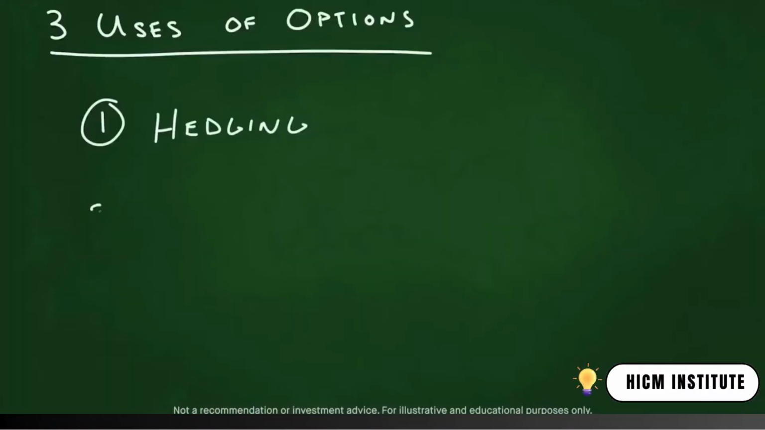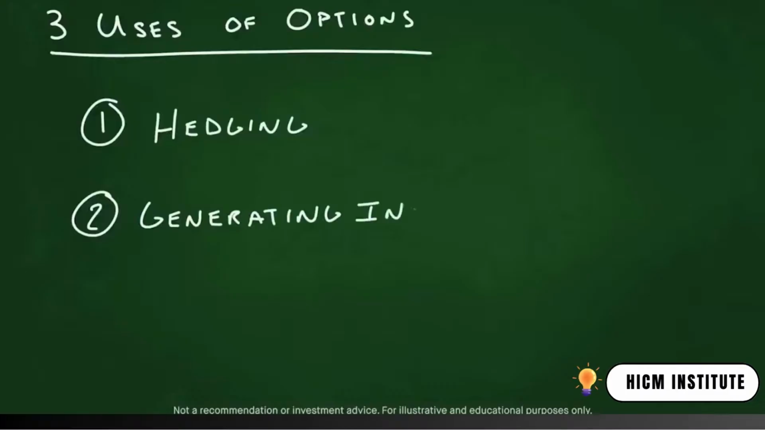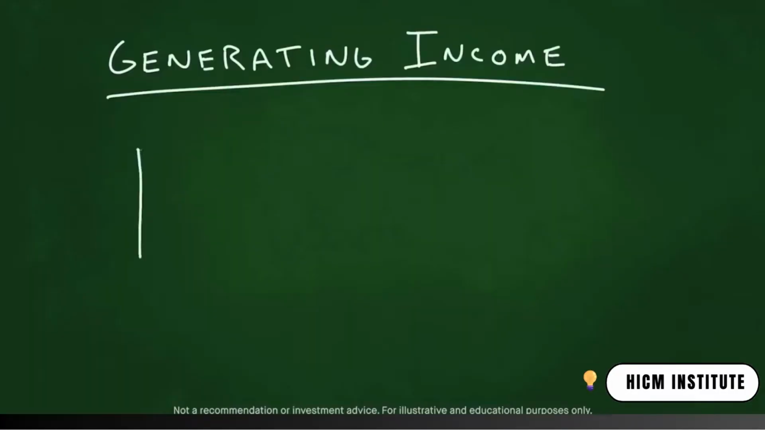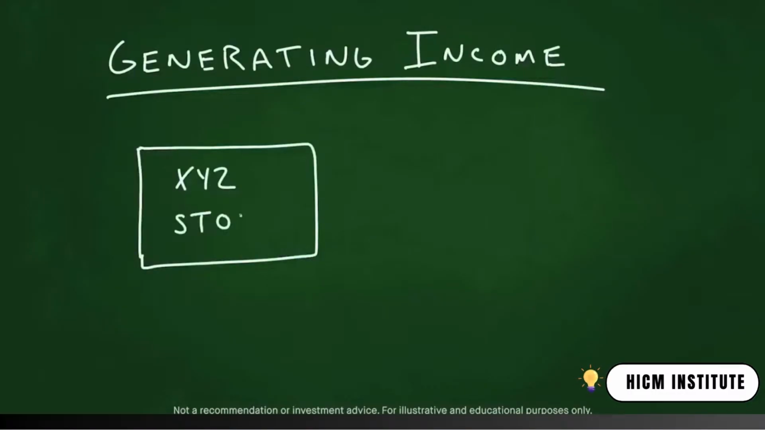Now, the second potential use of options is something we call generating income. Now, you might be asking, Obi, isn't that the point of trading and investing? We're trying to create income. It's because we're using some asset, in this case, let's just say a stock position, and we're using that as collateral to create an options position that we can collect income from.